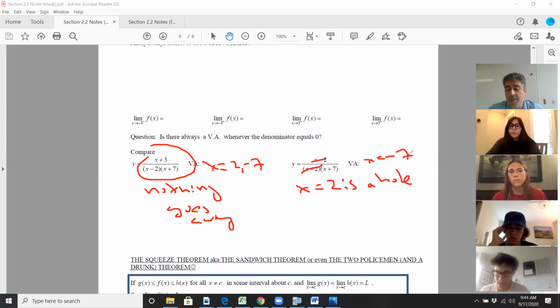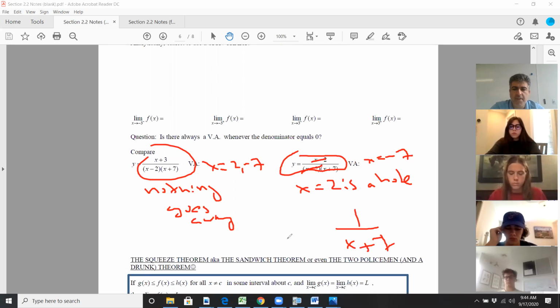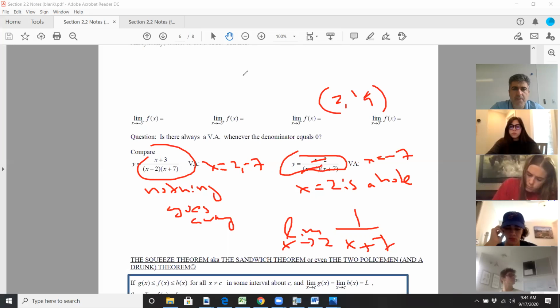And if you were to actually take the limit of the second function here as x approaches 2 from either the left or right side, it gets closer and closer to some number. I think it gets closer to 1/5, or no, 1/9, because it reduces to 1 over x plus 7. So if I take the limit as x approaches 2, you have a hole at 2, 1/9. And if you graph it, you would see that for yourself also. Someone asked about 31 and 33. Let me look at those again.